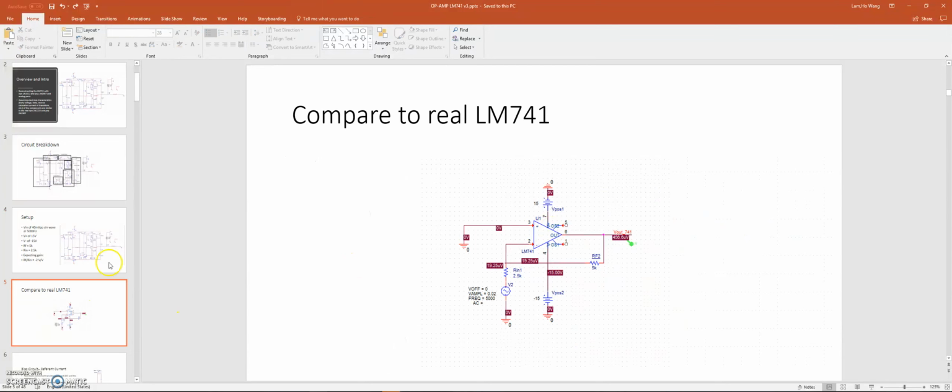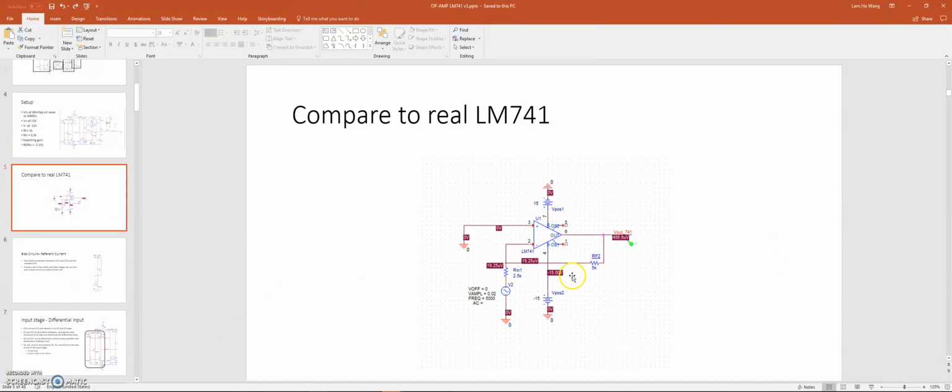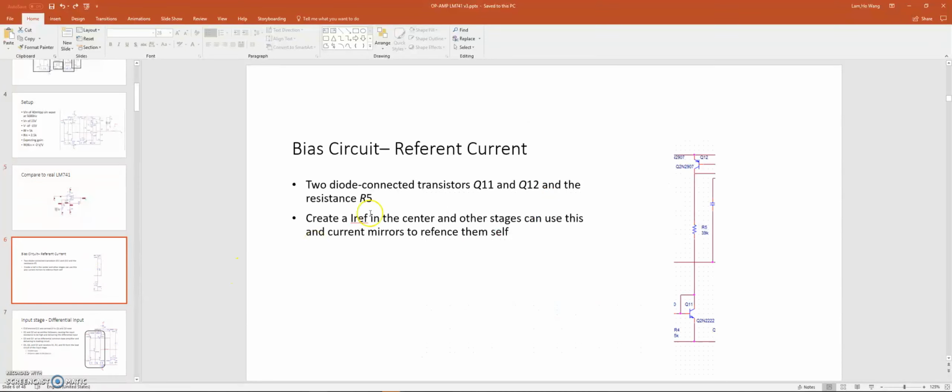And then we're going to compare the result against the actual LM741 component from the pre-built library. So the setup will be the same, just the component we're using is the actual one.